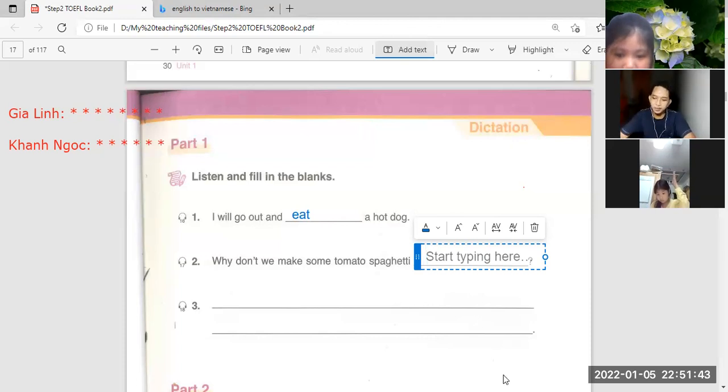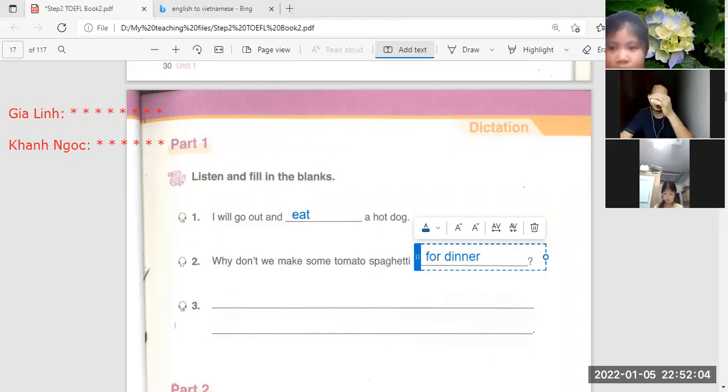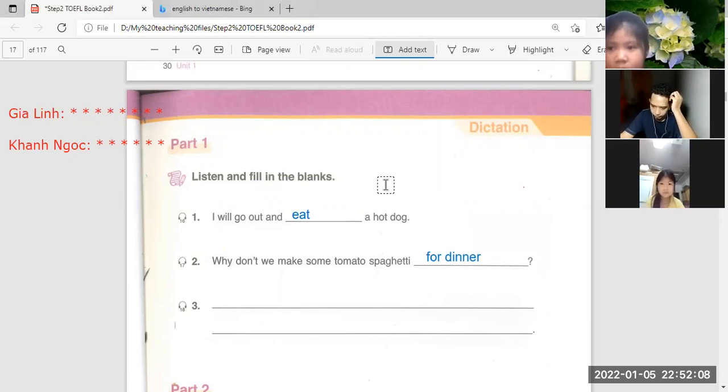Okay, I will start one more time. But what about Ken Ngok? What is your answer, Ken Ngok? My answer is, why don't we make some tomato spaghetti for dinner? Okay, for dinner. Okay, listen again. Number 2. Why don't we make some tomato spaghetti for dinner? Okay, very good. For dinner.